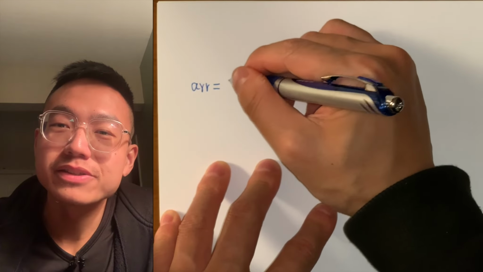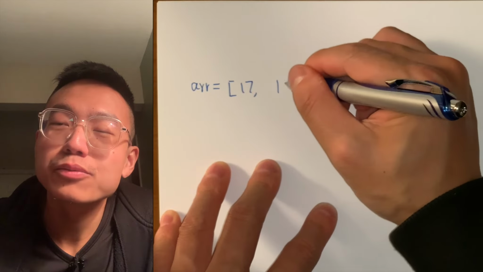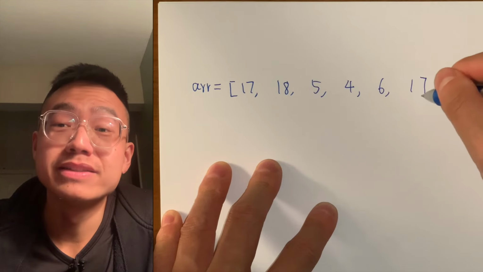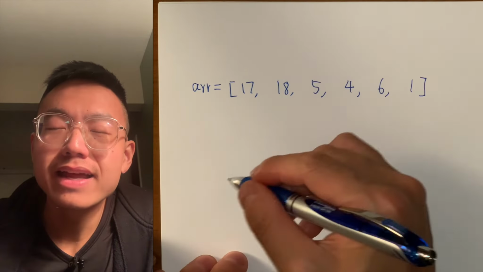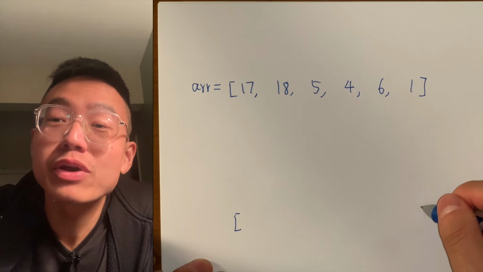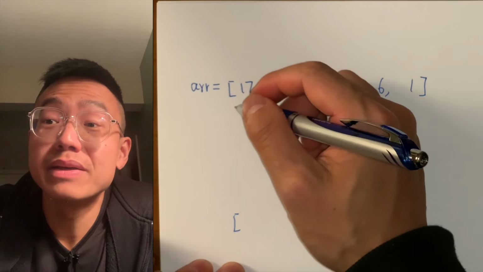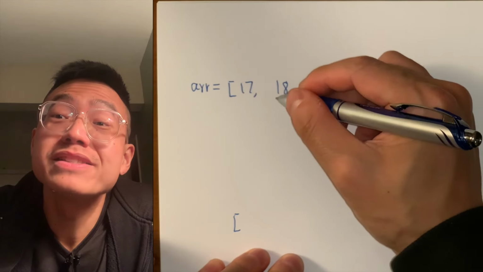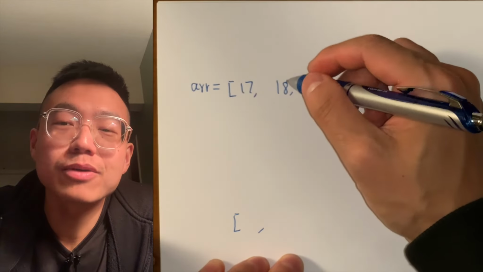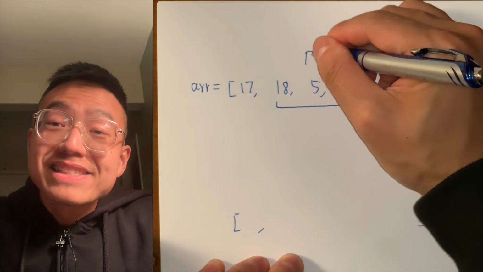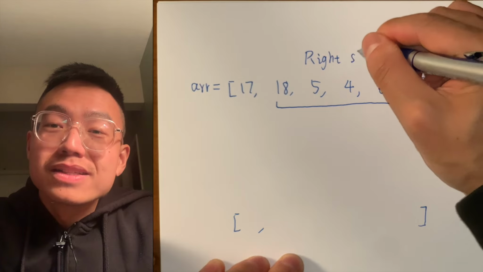Let's see the question. Replace elements with greatest element on the right side. We are given an array L, and we need to replace every element in that array with the greatest element among the elements to the right, and replace the last element with -1. So after doing this, we just return an array.